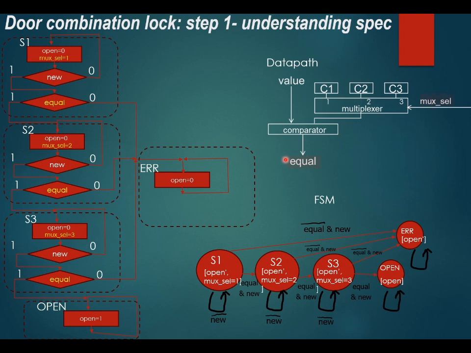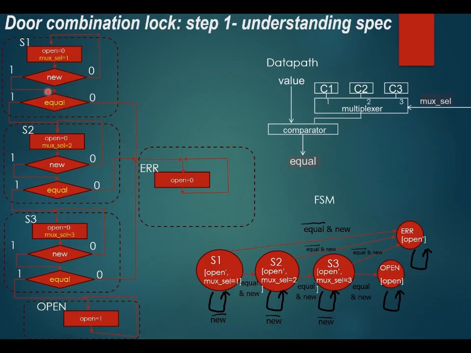What about equal? Equal will go into your FSM, to tell your FSM the status of the comparison, so that it can make a decision whether to move to the next state S2 or to move to the error state ERR. Since equal comes from the comparator, we are supposed to be able to replace the comparison condition in the decision box here. So we replace that equality checking with the equal signal.